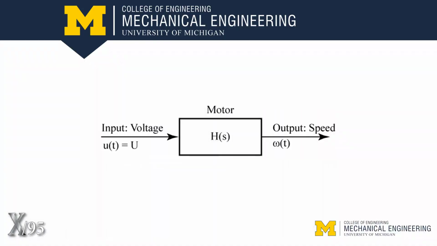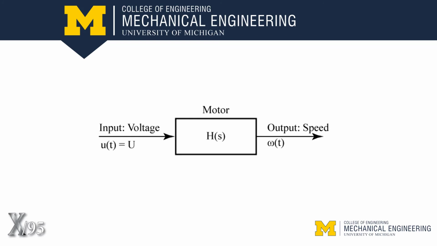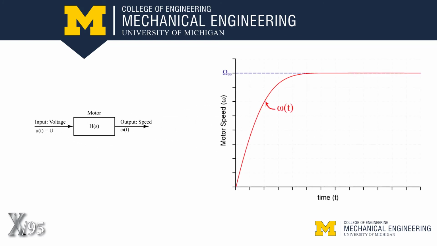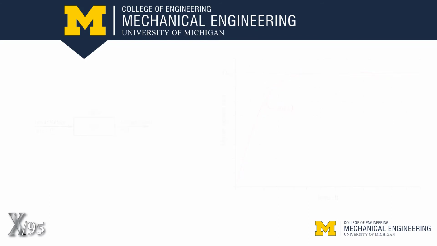Here's a simple open-loop block diagram where the input voltage causes the motor to output a response by rotating. Your objective is to characterize the motor response by determining the motor gain and time constant.